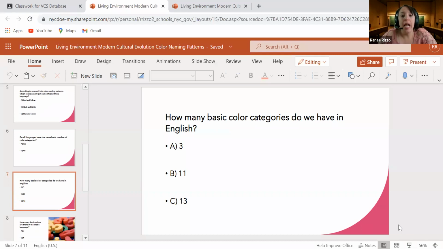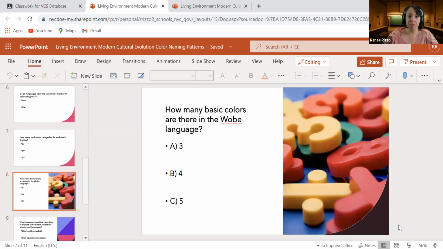Next question. How many basic color categories do we have in English? A 3, B 11, C 13. So the correct answer here, according to the video, is B, 11. And if students do not get this particular question correctly or any of the others, I would definitely recommend that you go back into the video and show students where it says this particular piece of information.